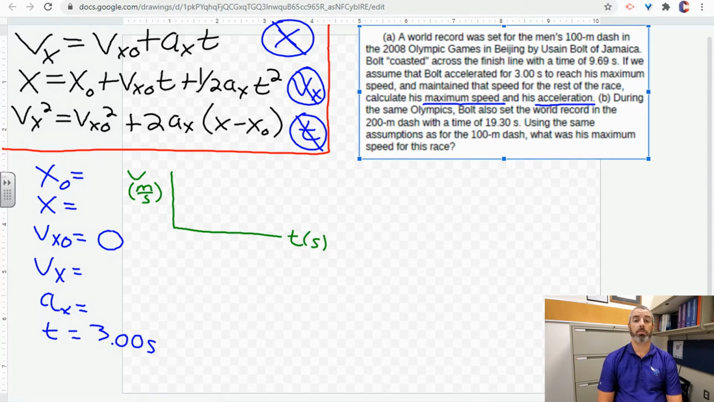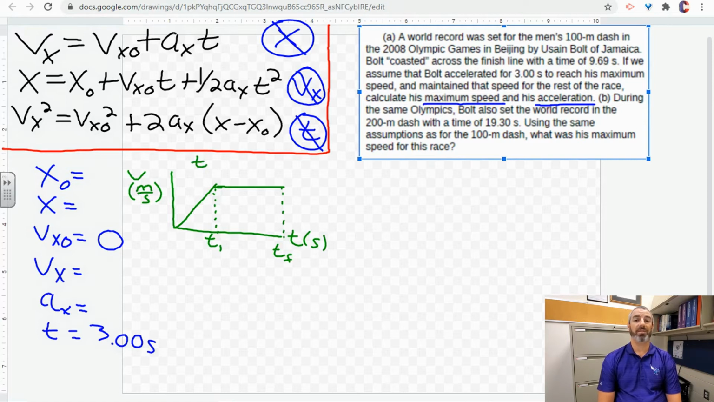And I know that Usain Bolt sped up for the first increment of time and then ran at a constant speed for the remainder of the race. So I can see here that this is the time where he was accelerating. So I'm going to call that T1. And then he ran at a constant speed for the remainder of the race. We're going to call this time TF for his final time.